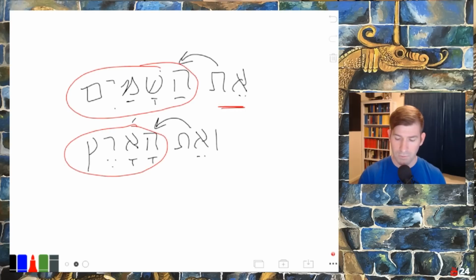Notice that I didn't translate et at all. It's an arrow pointing you to what it is that God created. What's the object of created? This word, this thing.